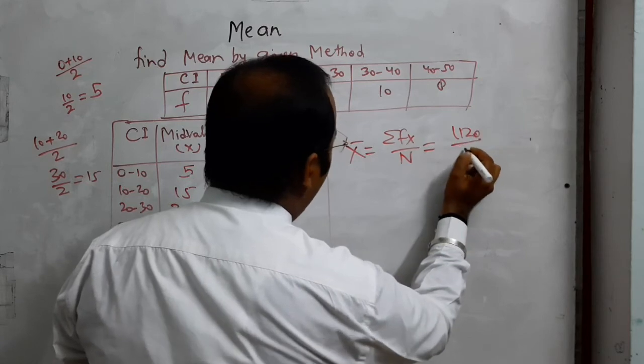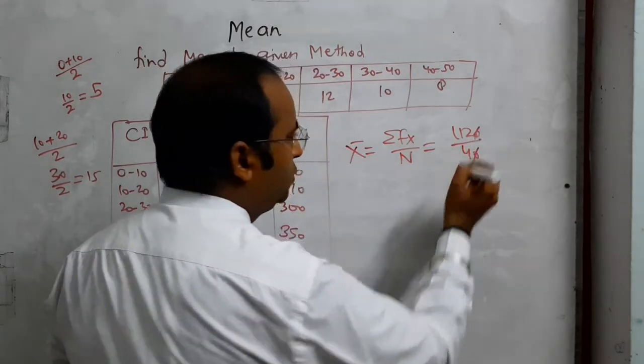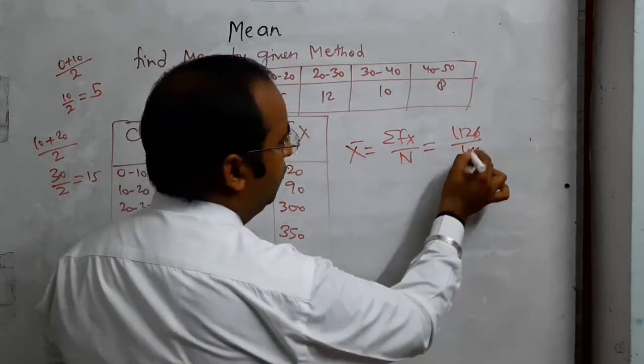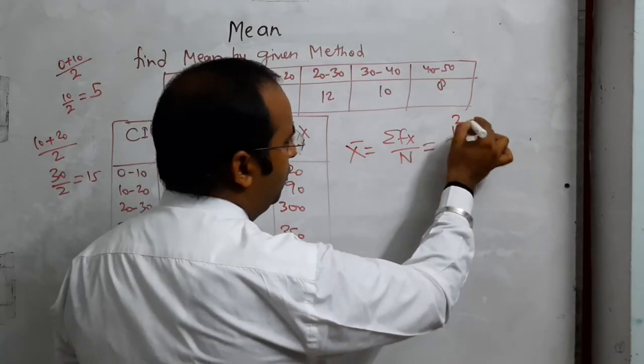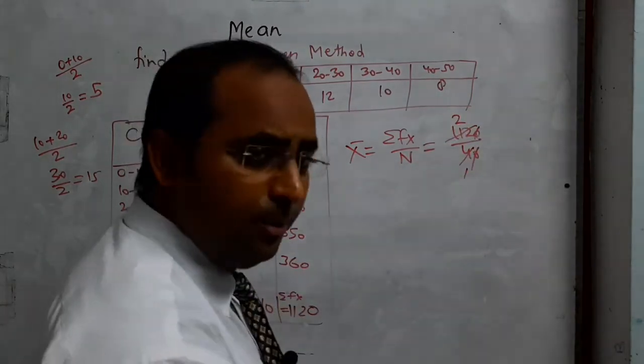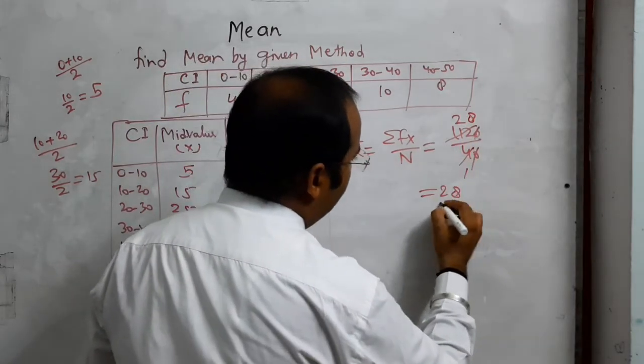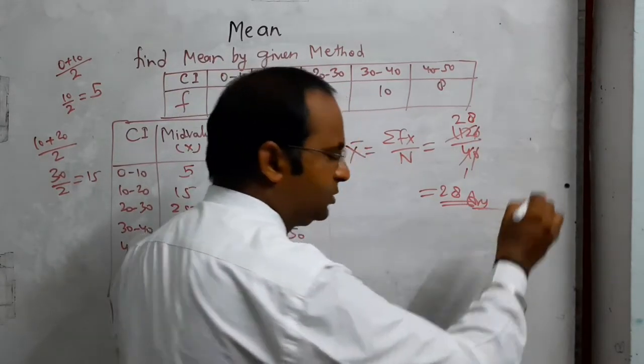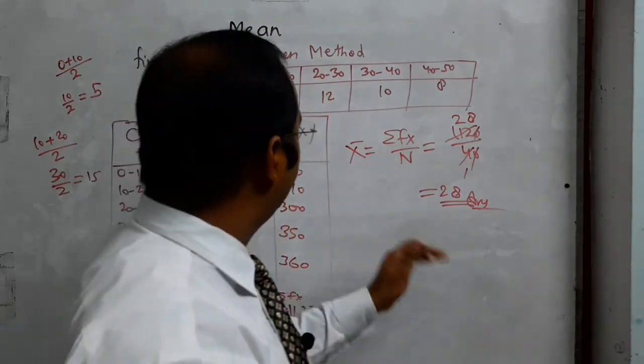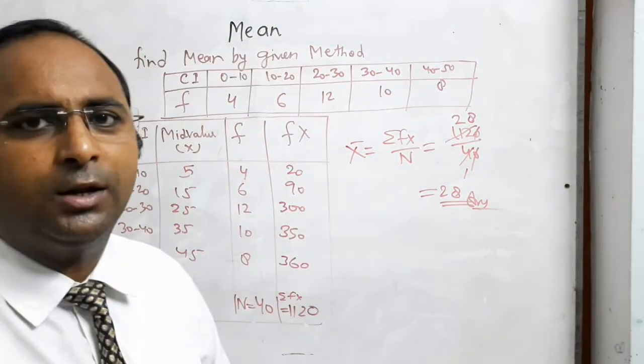1120 divided by 40. Zero and zero cancel. 4 times 2 is 8, how much remains here? 3 remains. 4 times 8 is 32. Now the answer is 28. This is the answer. This way you find the mean in the direct method.